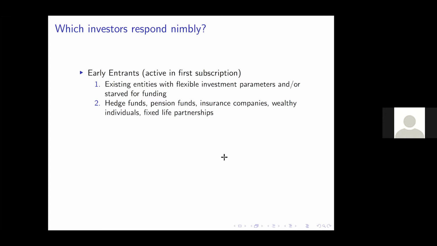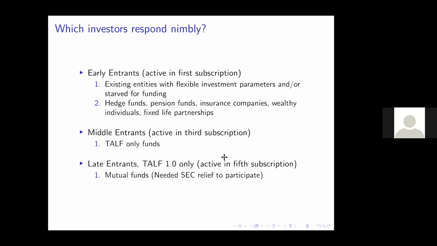Who's helping us? The early entrants were those that had flexible investment parameters. That means hedge funds, pension funds, insurance companies. We also had wealthy individuals showing up early, and some asset managers. Then starting with the third subscription, we got the TALF-only funds coming in, TALF 1.0. And then late entrants, in part because the SEC needed to grant mutual funds relief, mutual funds came in.